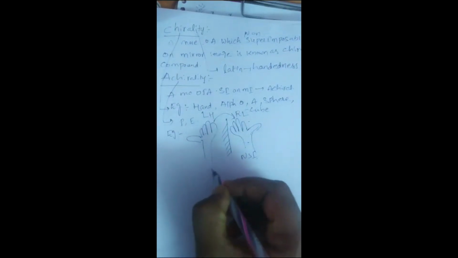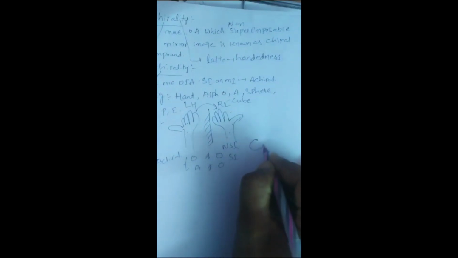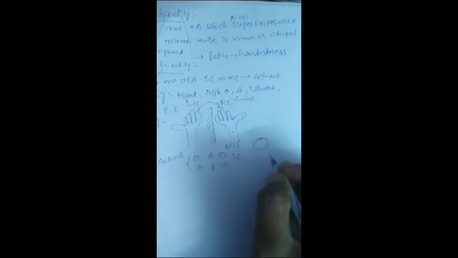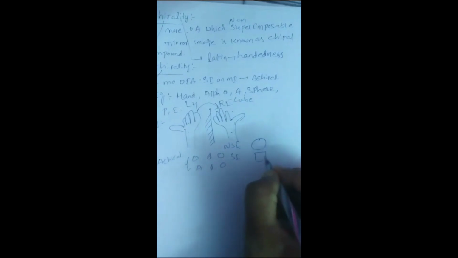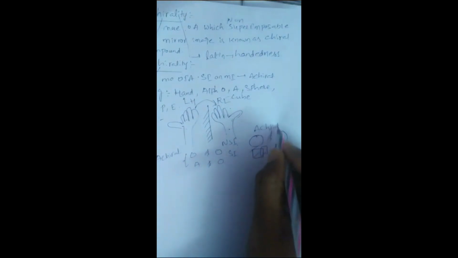Similarly, for alphabets like O and A, after forming the mirror image they are superimposable, so these are achiral compounds. Spheres and cubes are the same: when I form a mirror image of this cube, it is superimposable and looks the same as the first one. That's why these are achiral compounds. So non-superimposable on the mirror image means chiral, and superimposable on the mirror image means achiral.